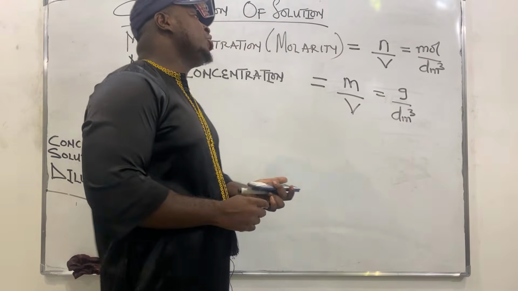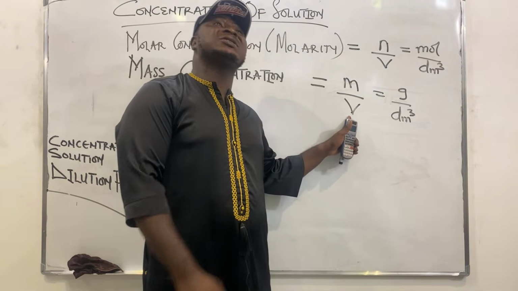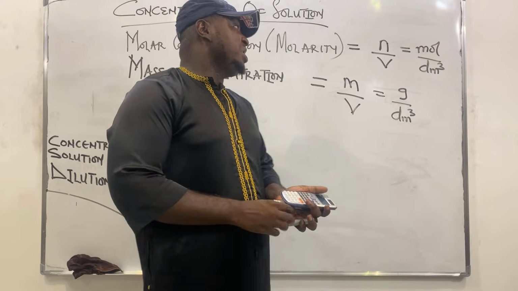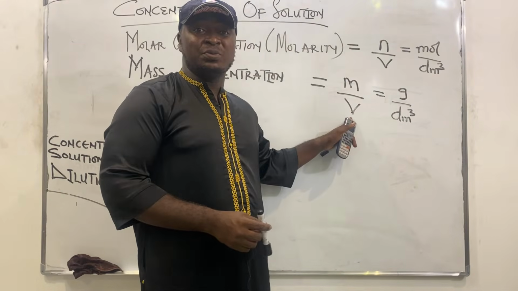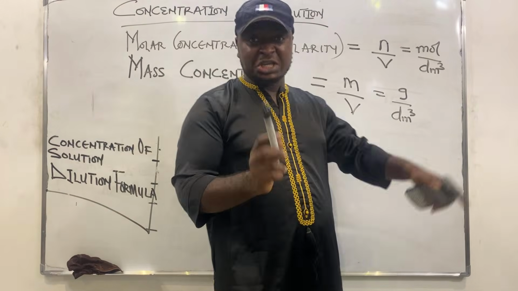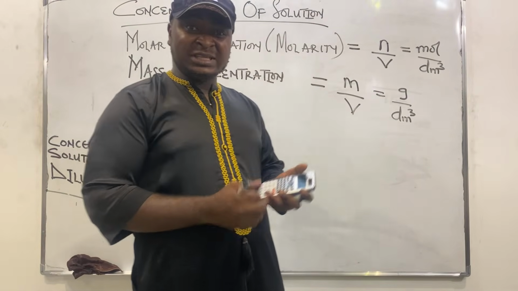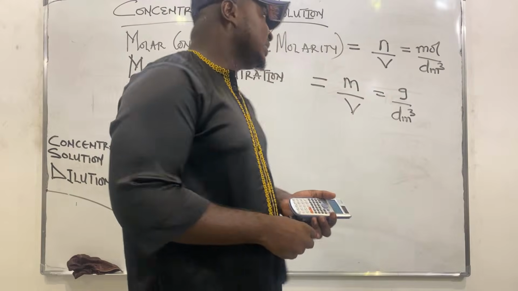Please note that if you are given your volume in cm cube, never solve until you convert to dm cube. If you are given your volume in cm cube, change it to dm cube. I taught you how to change it in this video. From cm cube to dm cube, divide by 1000.